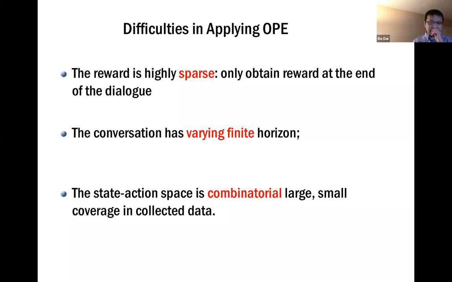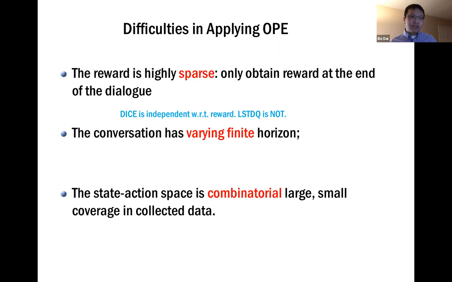But don't worry, we introduce some techniques to deal with each one. So first one: we noticed that DICE is estimating the ratio, which is independent of the reward, so we don't need to worry about this first one too much. Only some vanilla methods like least squares TD have trouble dealing with the sparse reward MDP. And second one, to deal with this varying finite horizon, we will introduce a padding scheme, which we call pseudo state padding, to eventually transform this varying finite horizon MDP to an infinite horizon MDP.